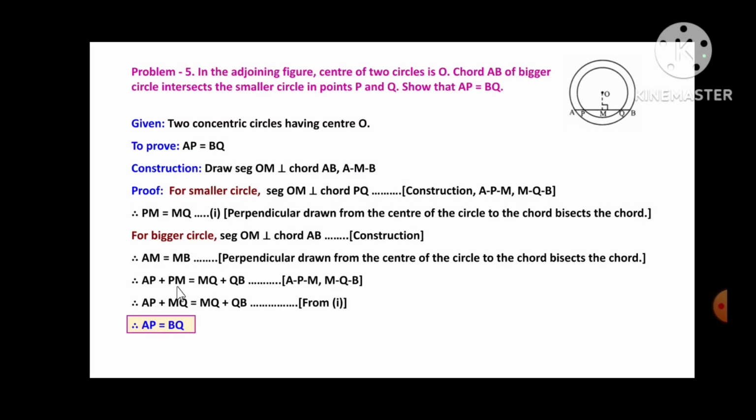Here AP plus PM is equal to MQ plus QB. AM means AP plus PM, and MB means MQ plus QB. So AP plus PM is equal to MQ plus QB, and since PM is equal to MQ, the MQ cancels. What we are getting is AP is equal to BQ.